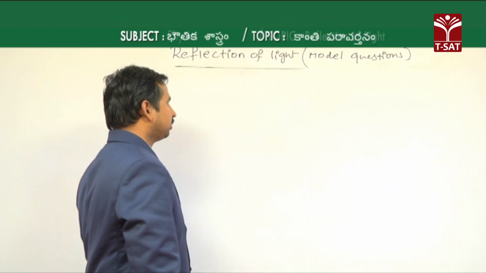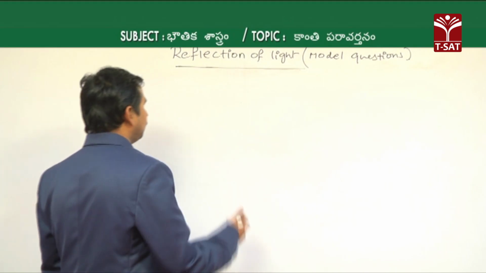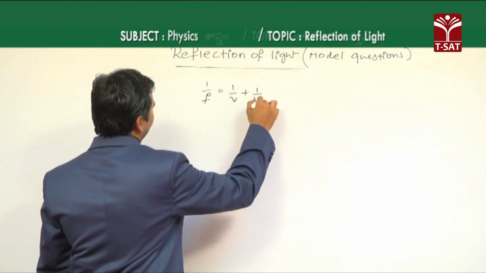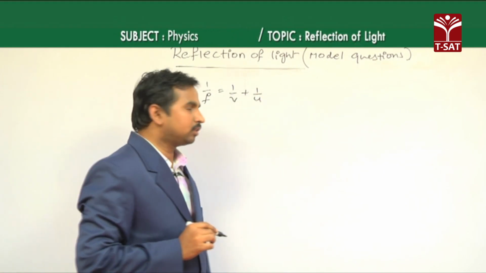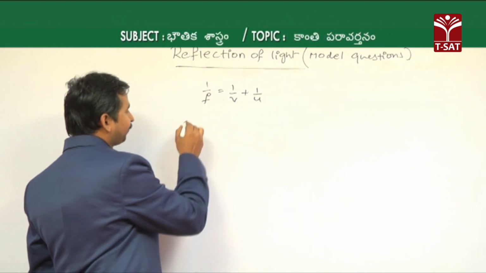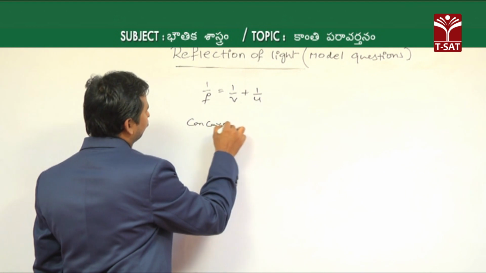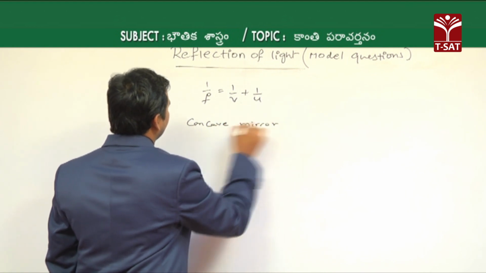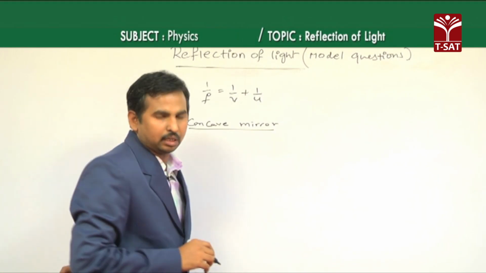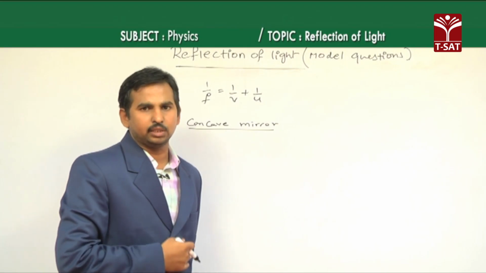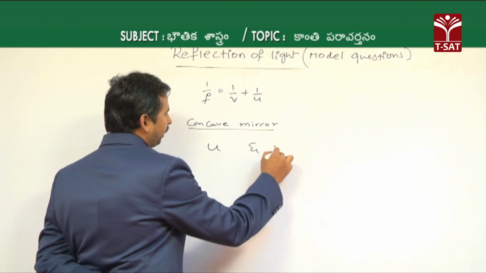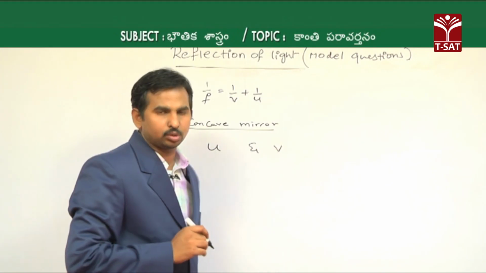So when it comes to spherical mirrors, the spherical mirror formula is 1 by f is equal to 1 by v plus 1 by u. Okay. If you are taking the case of a concave mirror, then according to this, whenever the object is coming closer, the image distance gradually increases, which means the u value and v value are related like inversely proportional to each other.